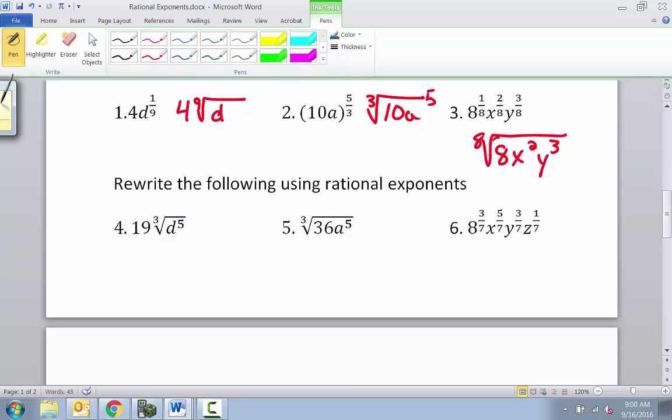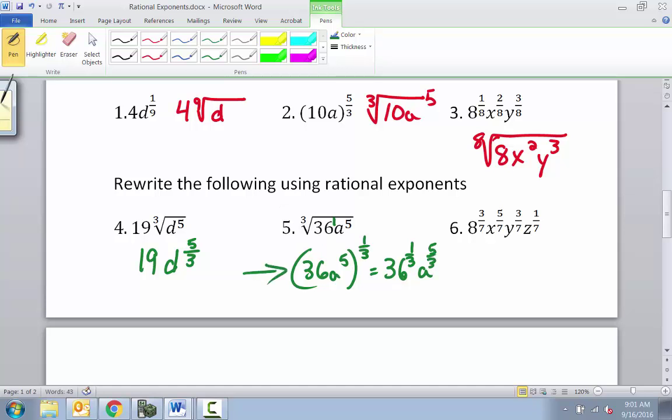Now, switching it to fractional exponents or rational exponents, 19, because it's fine, it has an exponent of 1, but d is going to be 5 over 3. The index becomes the denominator. Here, both of them are in it, so 36 a to the 5th and that's all to the 1/3. Or if you want to put them separately, 36 is to the 1/3, because the exponent on 36 is 1, and then a would be 5/3. I think this one's probably a best bet.